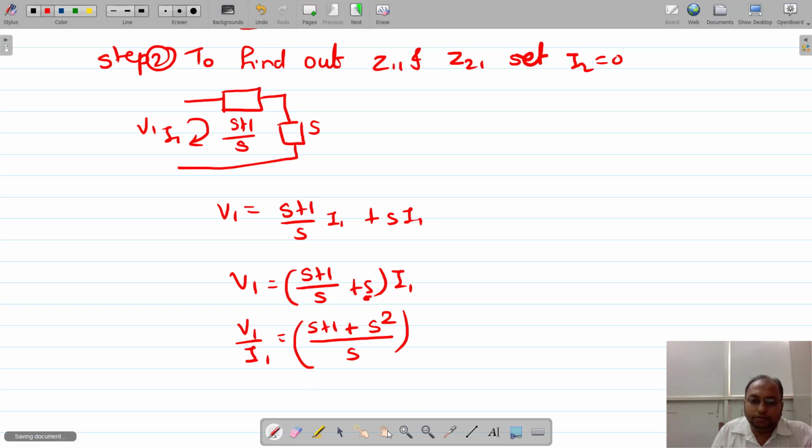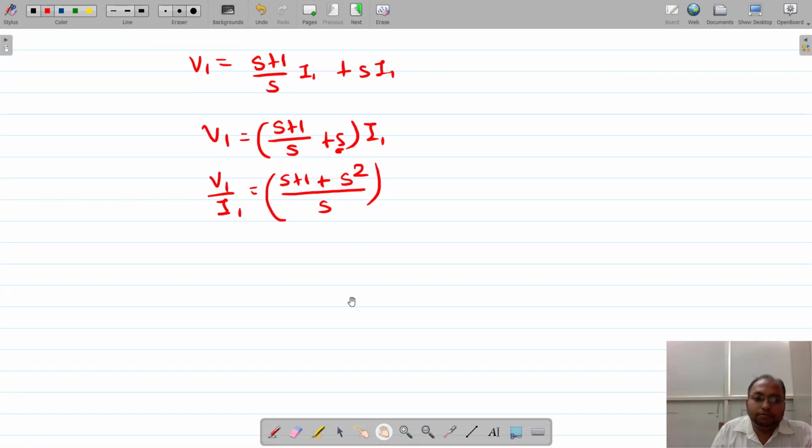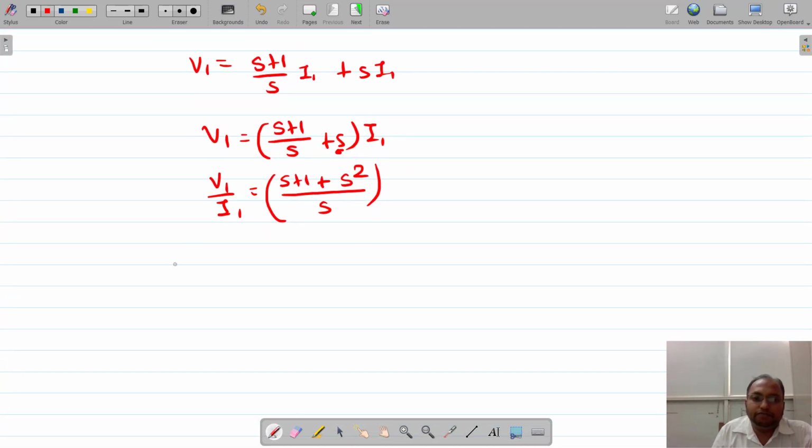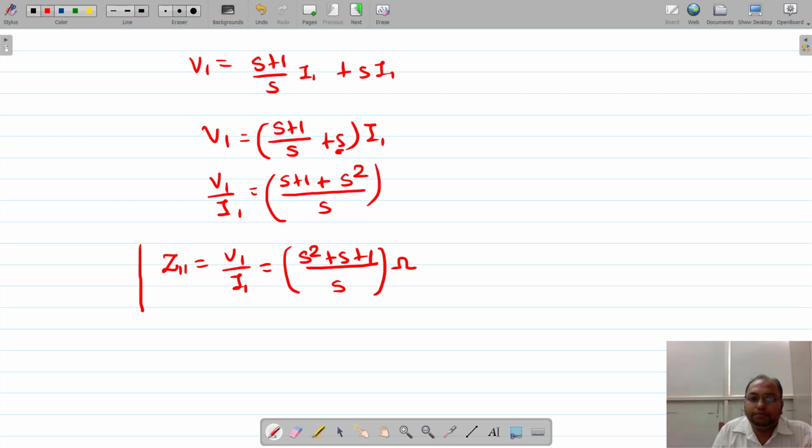So we have made the denominator common, and this is nothing but my equation for Z11. Z11 is nothing but V1 divided by I1. Let us rearrange this equation. S square plus S plus 1 divided by S is nothing but my Z11, and this has unit ohms. Hope you understood this.